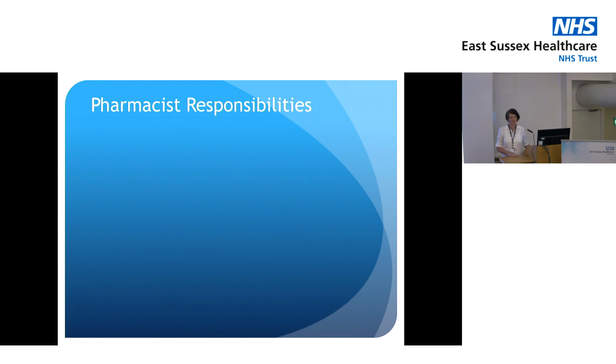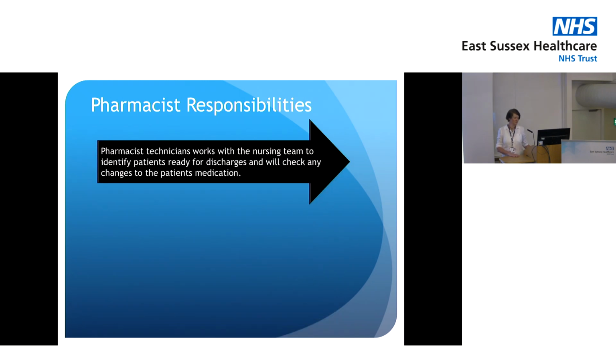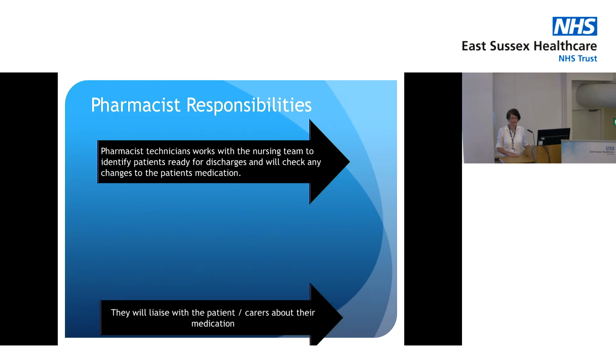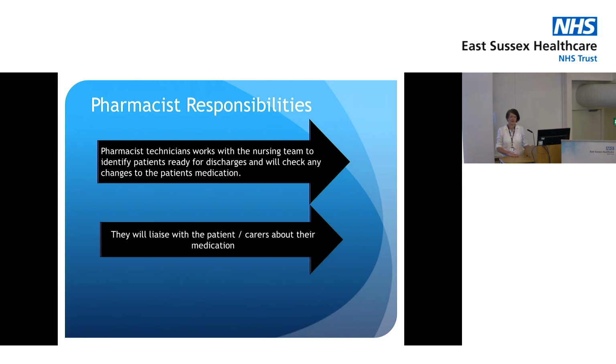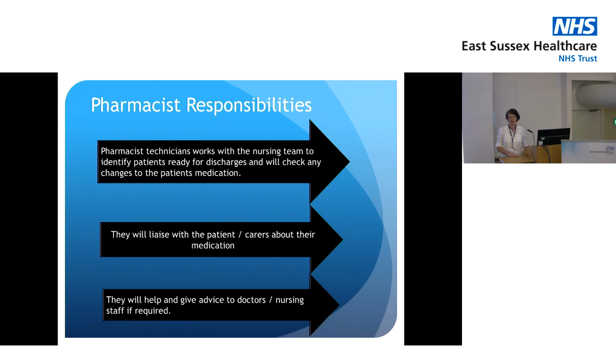The pharmacist's responsibilities are: the pharmacy technician will work alongside the nursing team to identify patients ready for discharge and will check any changes to that patient's medication. They will liaise with the patient or the carers about their medication. They will help and give advice to doctors and nursing staff if required.